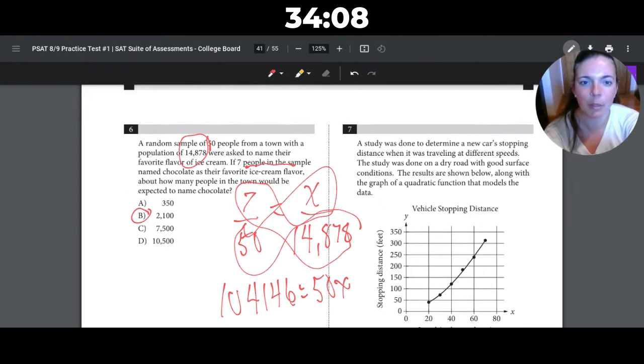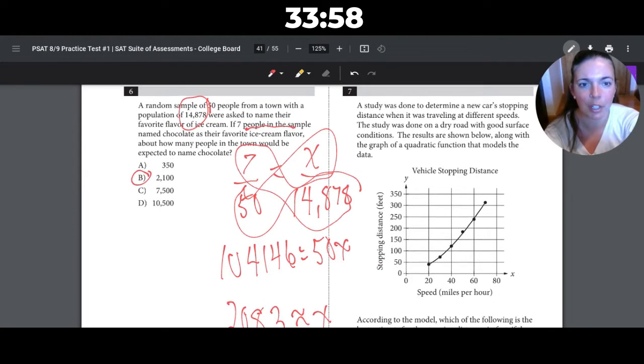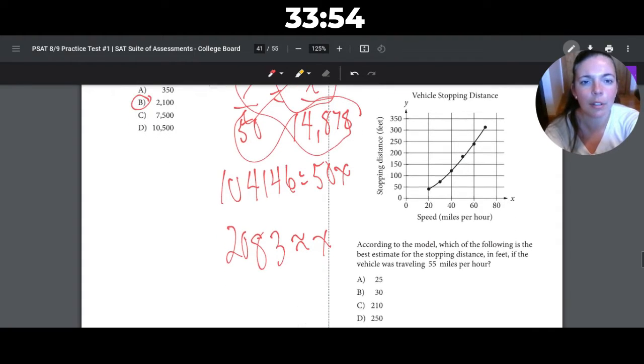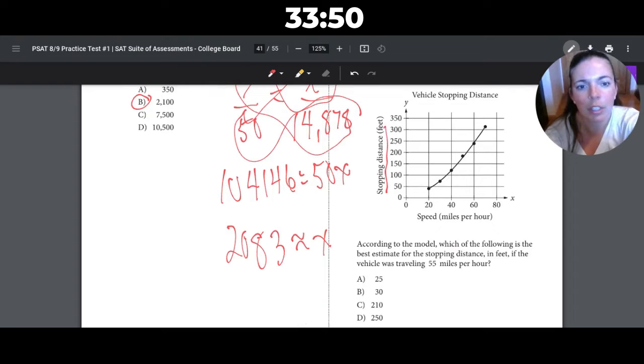All right, number 7. A study was done to determine a new car's stopping distance when it was traveling at different speeds. The study was done on a dry road with good surface conditions. The results are shown below, along with the graph of a quadratic function that models the data. Okay, so let's see. We have stopping distance here vertically and speed in miles per hour. According to the model, which of the following is the best estimate for the stopping distance in feet if the vehicle was traveling 55 miles per hour?